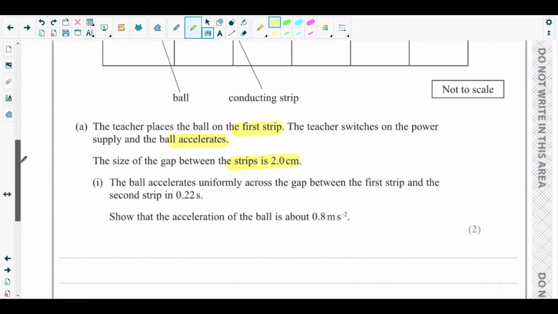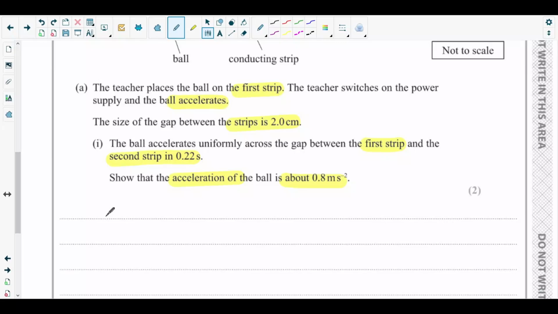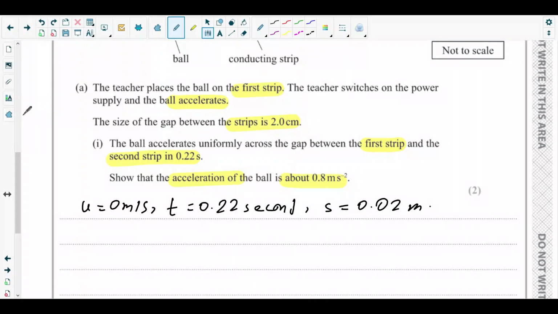So part A1, it's saying the ball accelerates uniformly across the gap between the first strip and the second strip in 0.22 seconds. The time is given. The distance between the strips is given. Now they are asking to show that the acceleration of the ball is about 0.8 meter per second squared. So here initial speed is 0 meter per second. It is starting from rest. Time taken is 0.22 second, and the distance is given as 0.02 meter. So we need to find out the acceleration.